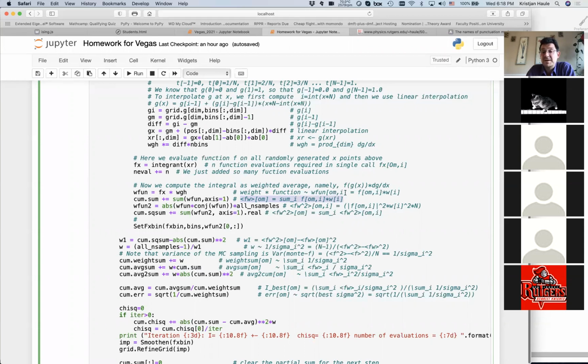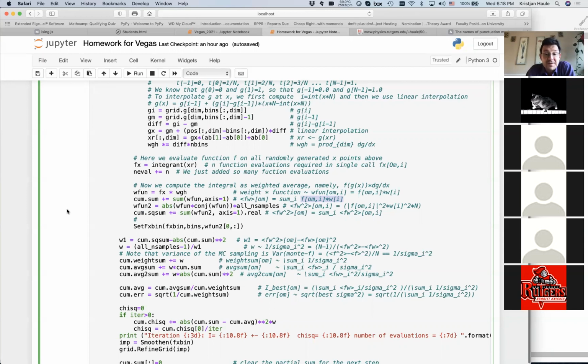V fun of omega and I, okay? So we need to carry out this sum. Now, how do we do that? Basically, we need to sum over the second dimension of this quantity. So V fun is a two-dimensional array, and we need to sum over the second dimension only, not over the first dimension.